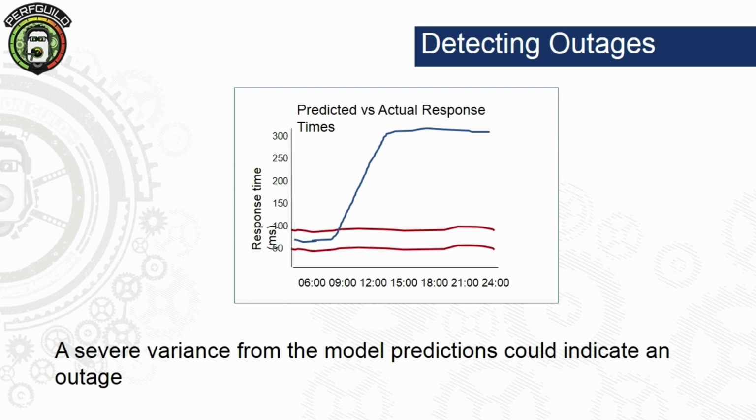And the final use case is to use the model to detect outages or severe problems in the system. If there is a very large variance from the predicted values, there's probably something going on. But there are better, easier ways to detect outages.